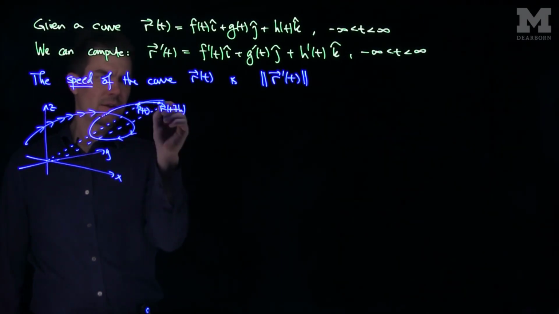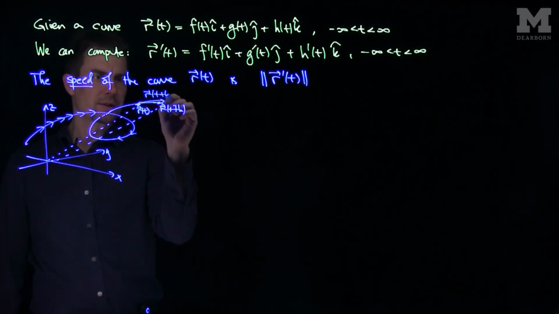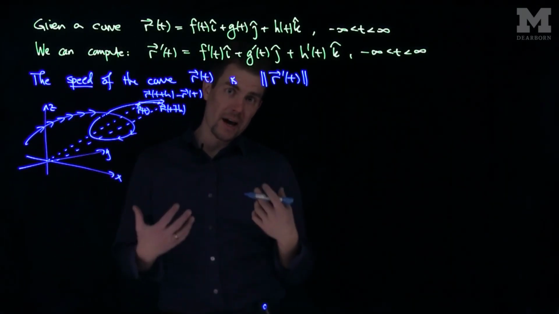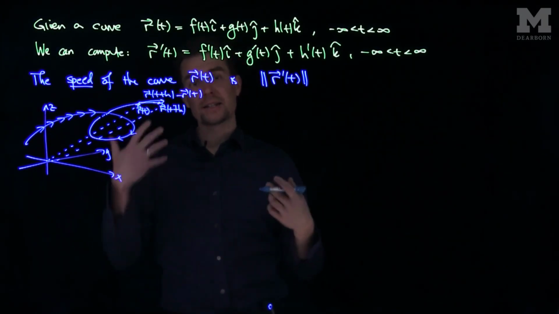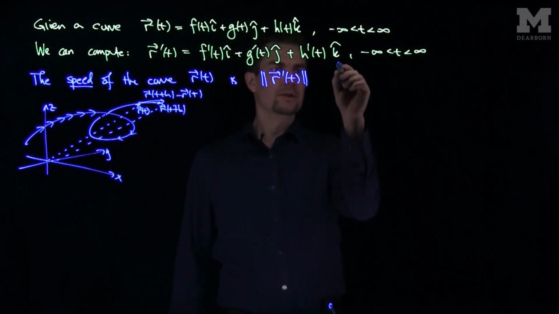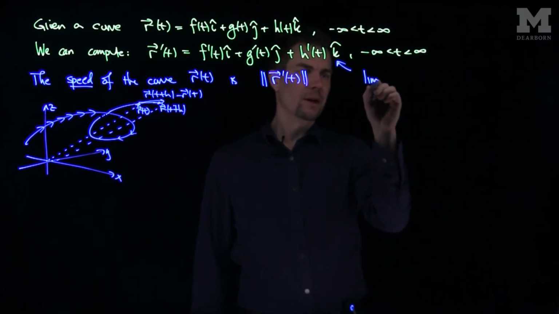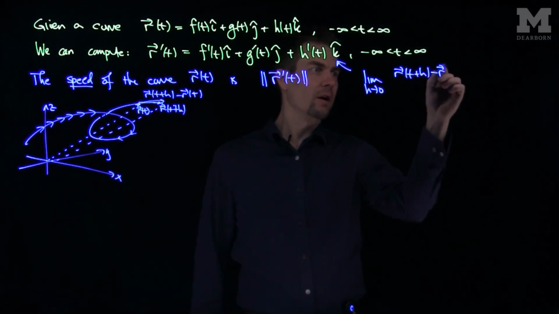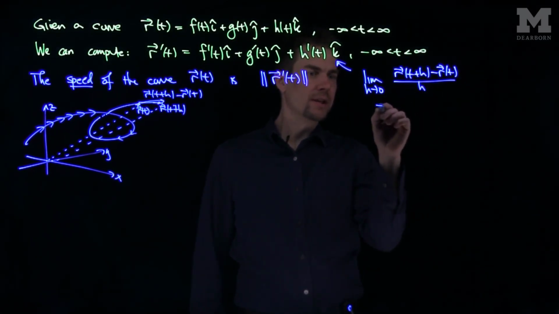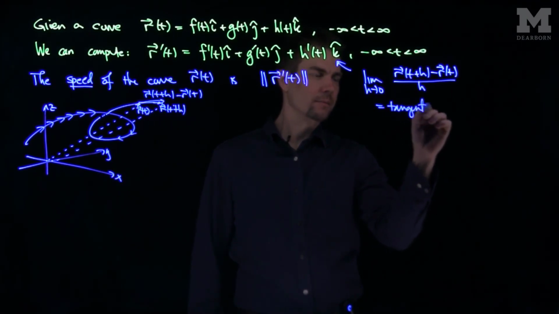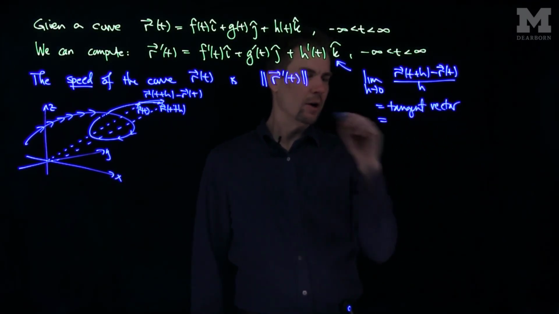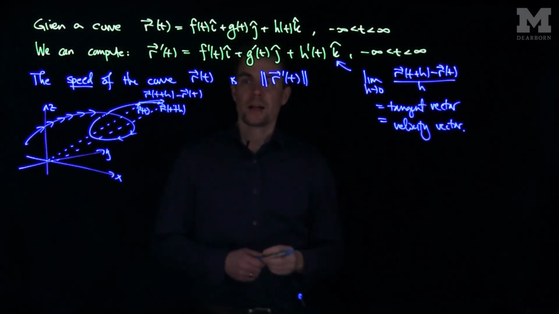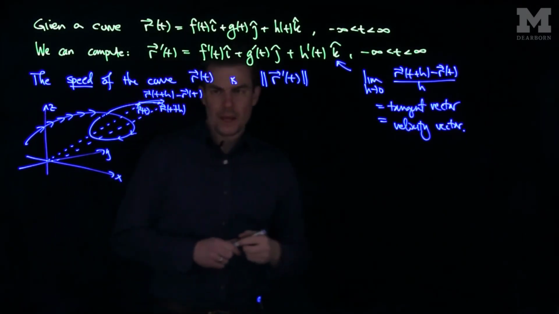vector r of t minus h, then this secant vector over here is r of t plus h minus r of t. And so we can see that if I divide this difference by h, and let h go to 0, I'll get a tangent vector. So this is also the limit as h goes to 0 of r of t plus h minus r of t over h, and this is a tangent vector. This tangent vector also represents the velocity vector of the curve. And so that is a way of measuring speed.